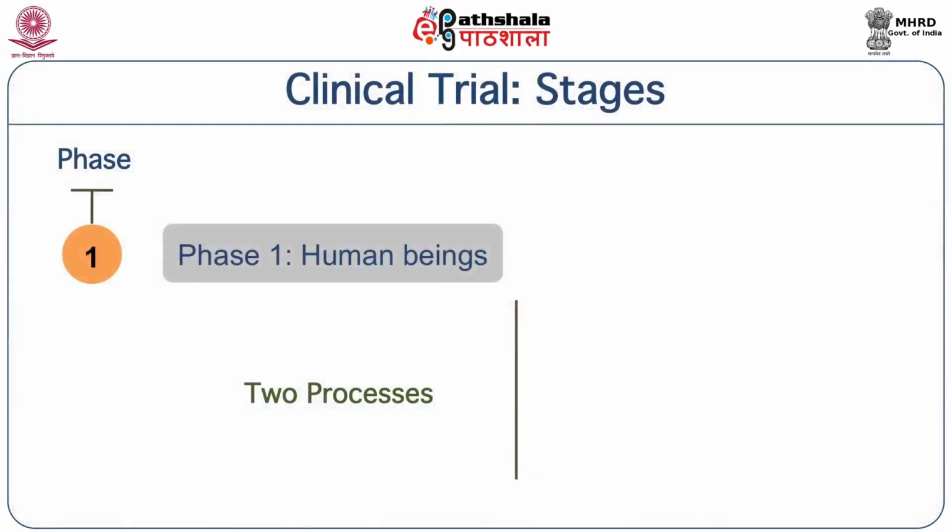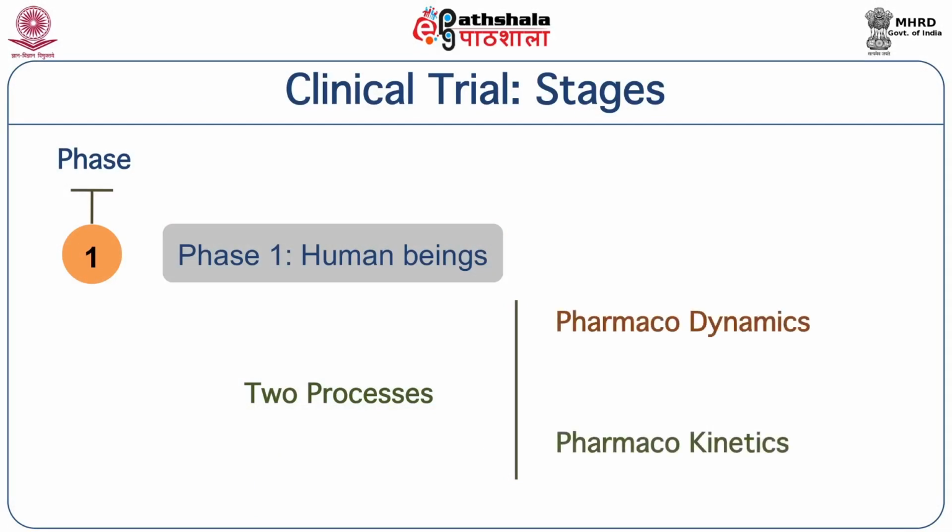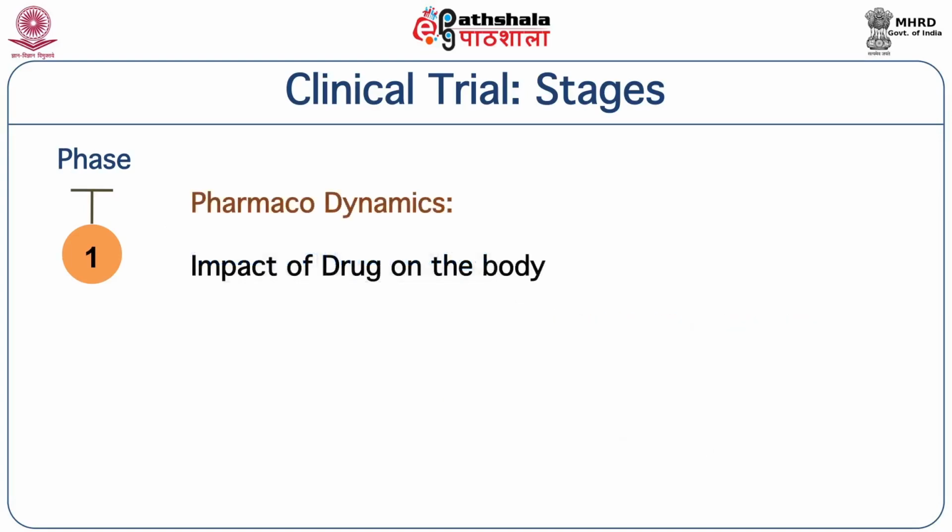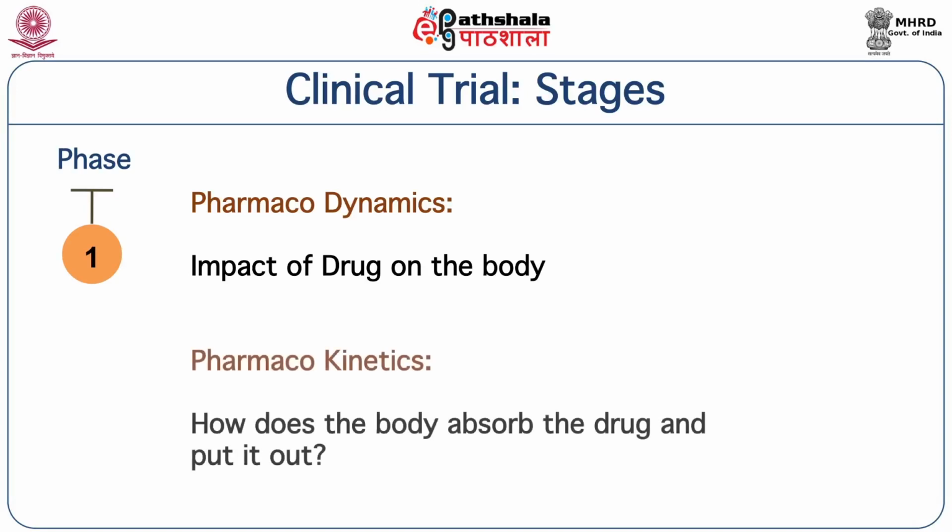What do they do in these phase 1 trials? There are two processes, called pharmacodynamics and pharmacokinetics. Pharmacodynamics is nothing but the impact of the drug on the body. Pharmacokinetics is how the body is able to absorb the drug and put it out. The pharmacokinetic is very important because the integration of how the drug works in the body and how the body absorbs it gives you certain biological processes that help drug development.